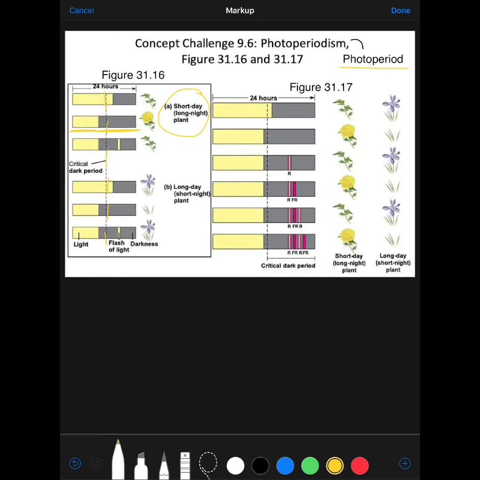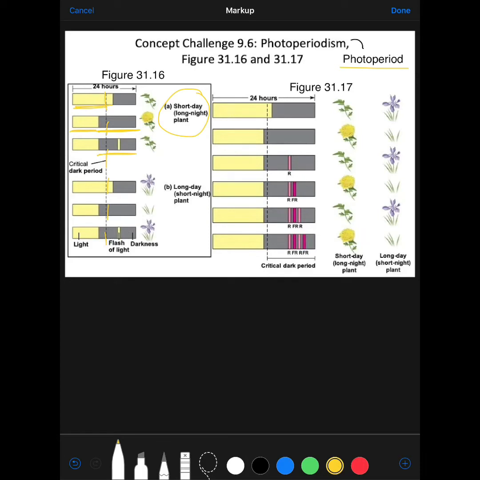If the short day plant is exposed to an environment where there's a longer day, then it won't flower. If it's exposed to the longer night period that is required, but there's a flash of light inside of that long night period, then that flash of light interrupts the plant's ability to flower.